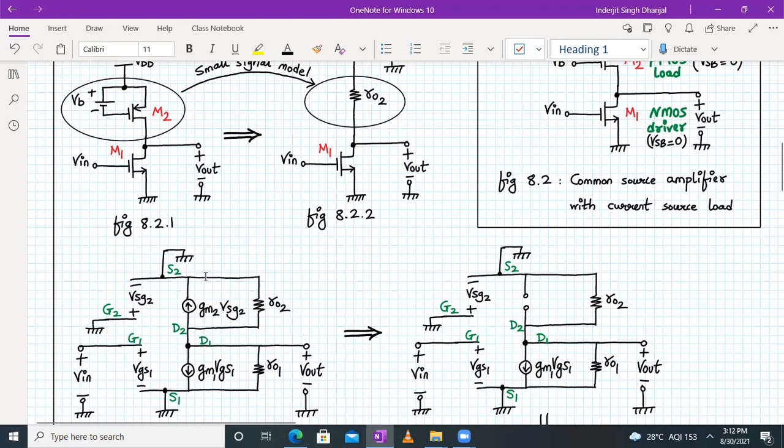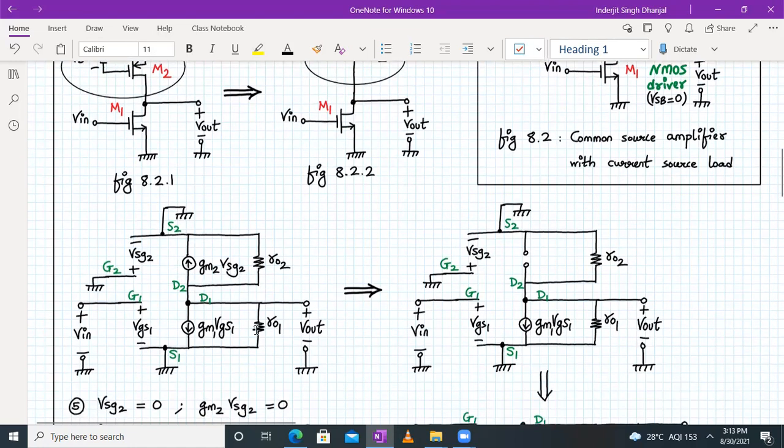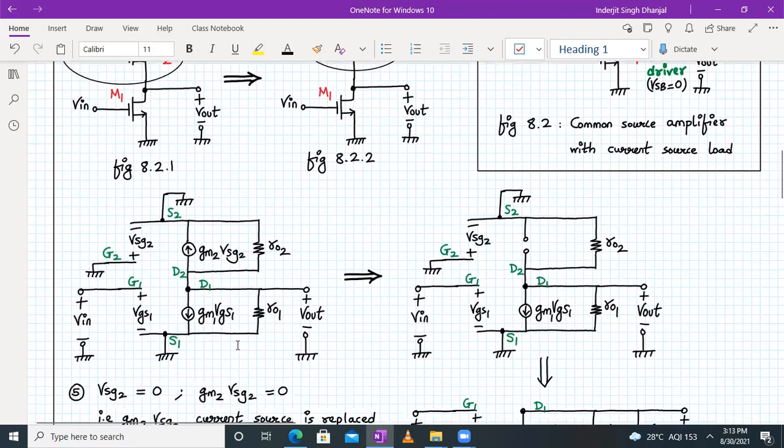It's a PMOS device, right? So this is my drain 2 terminal. Between the drain 2 terminal and the source terminal, which is connected to ground, and this VB is also a constant value, so that also will be gone. So your gate terminal is also connected to ground, and your source terminal is also connected to ground over here. So between the drain and the source, we have GM into VSG2 in parallel to RO2. So that is what we have over here now, right?